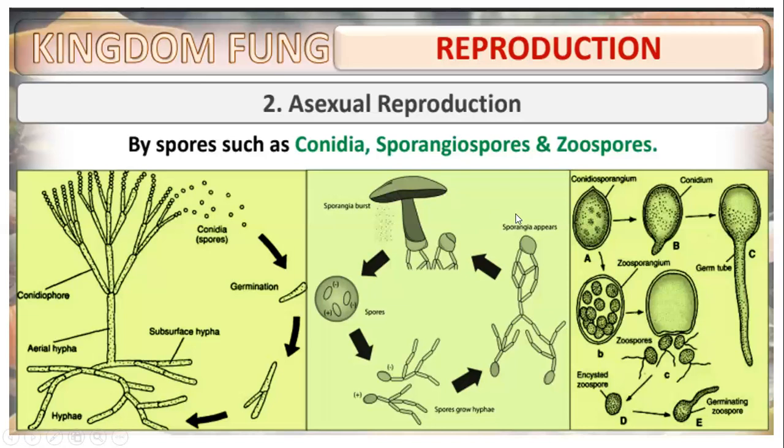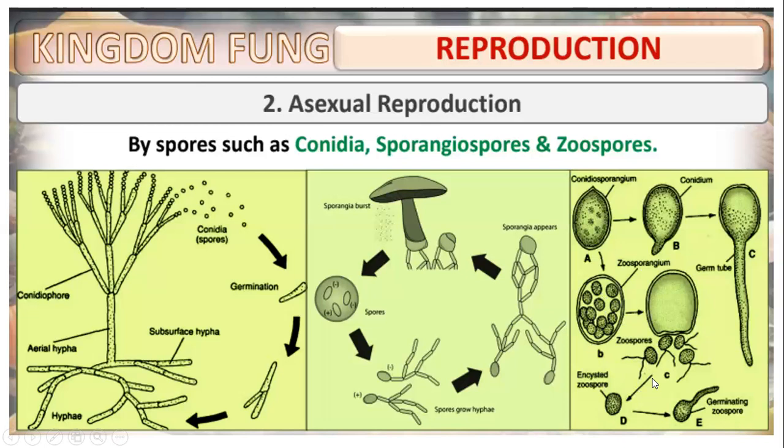Then we have zoospores. If the name is zoo, what is zoo? Animals. But they are called zoospores because these spores have this structure. What is this structure called? Flagellum. They have a flagellum for movement. They can move, that's why they are called zoospores. So zoospores are spores which can move.